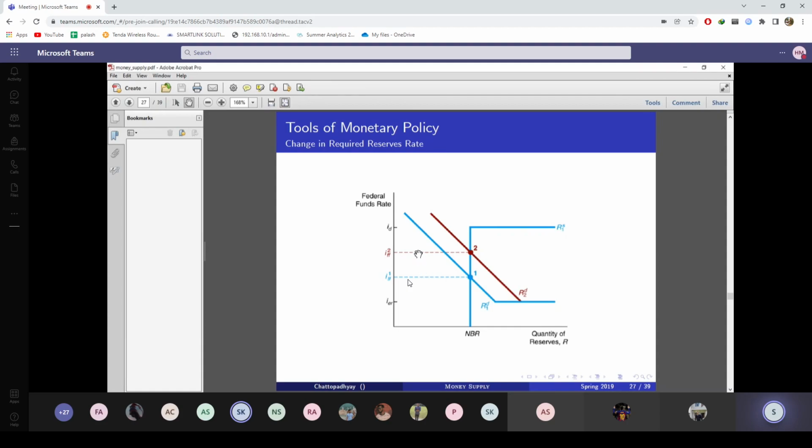Why is it happening? Because required reserves rise, high powered money remains completely unchanged because reserves do not rise in the economy at all, but the money multiplier falls and the money supply falls, because money supply equals money multiplier multiplied by high powered money. High powered money is unchanged, but the money multiplier falls, which means money supply falls.